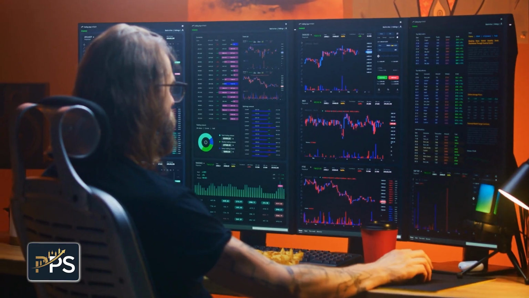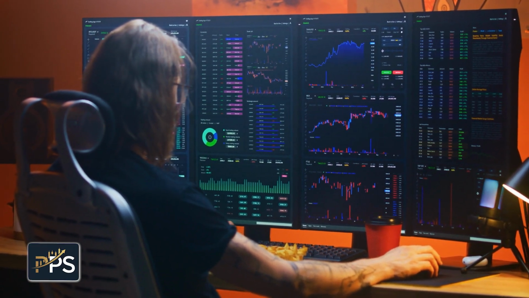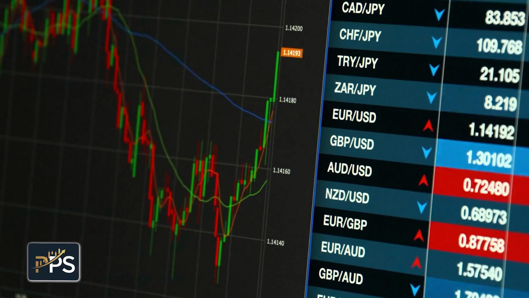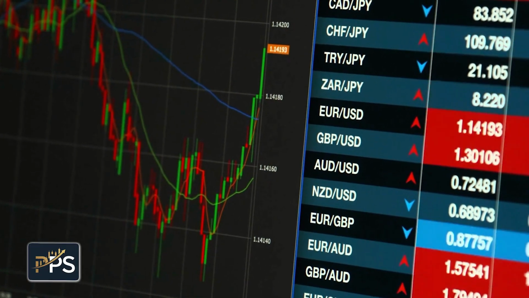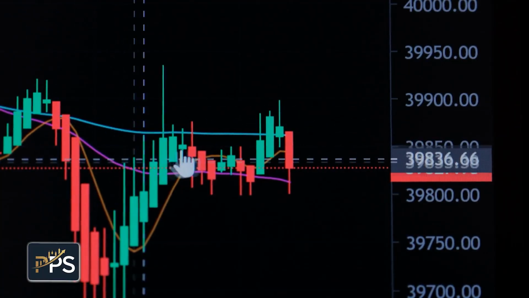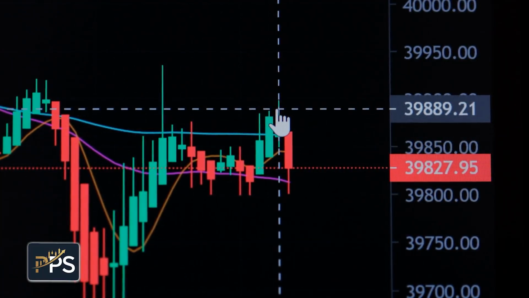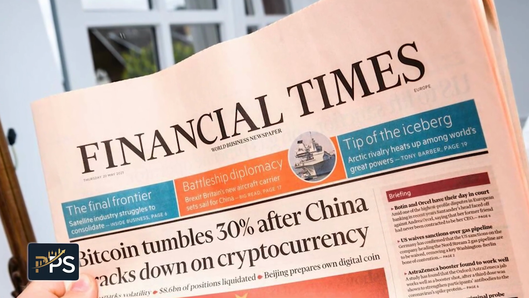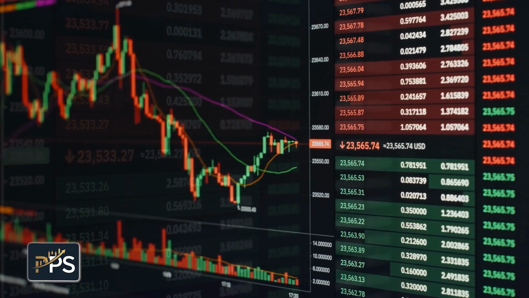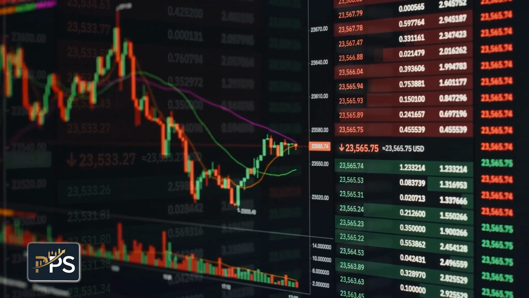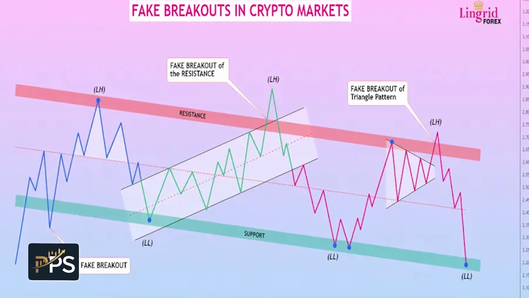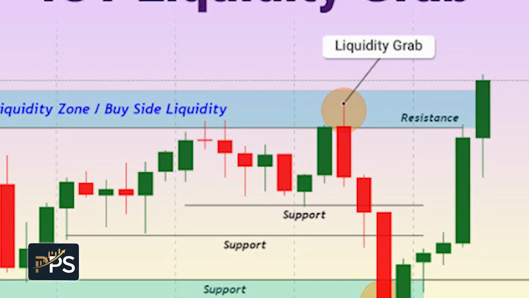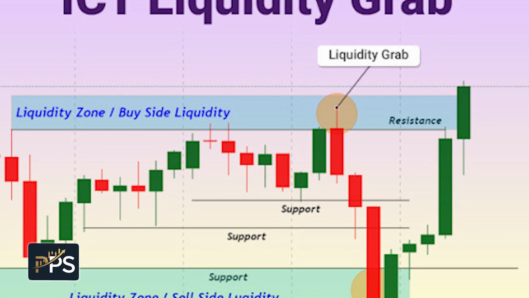Large institutional traders, often referred to as smart money, are fully aware of where retail traders place their stops. They sometimes push the market toward those zones to trigger exits and collect liquidity. As Financial Times explains, such moves are not manipulation, but a natural outcome of market psychology. Understanding this concept can prevent retail traders from falling into the trap of false breakouts.